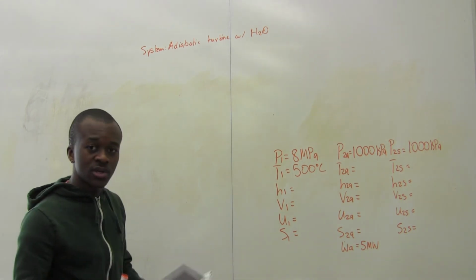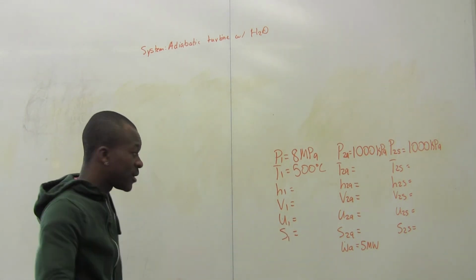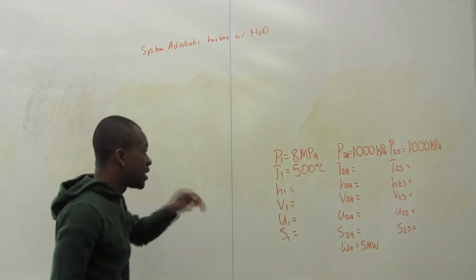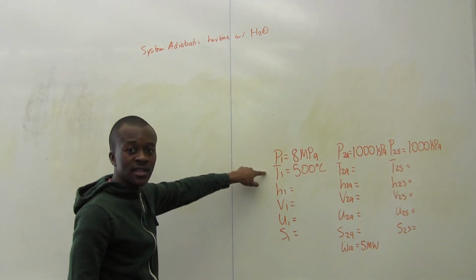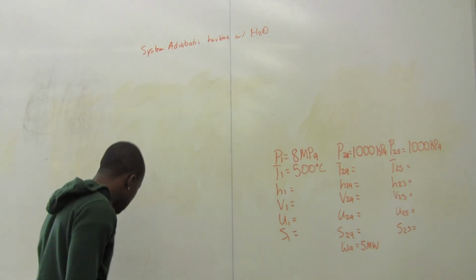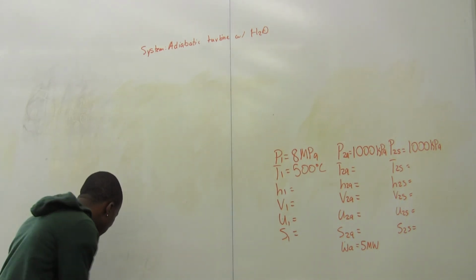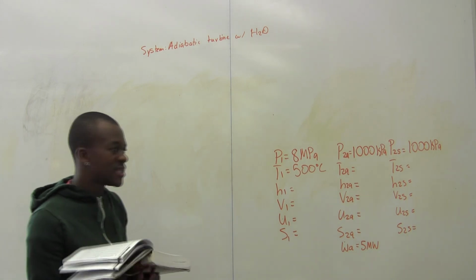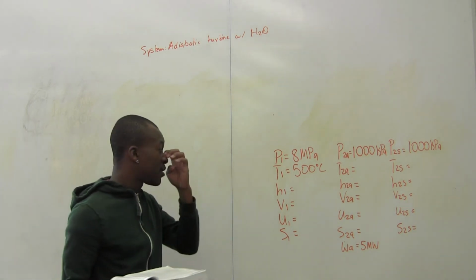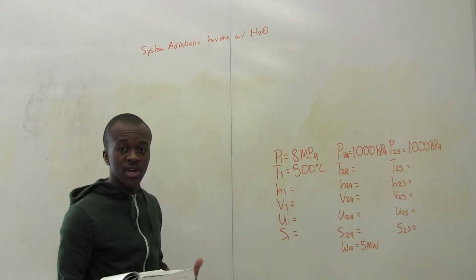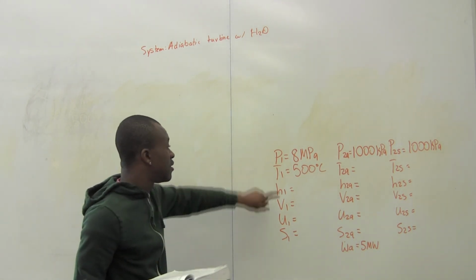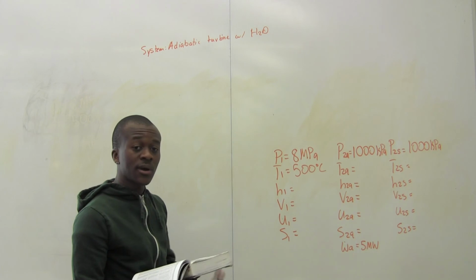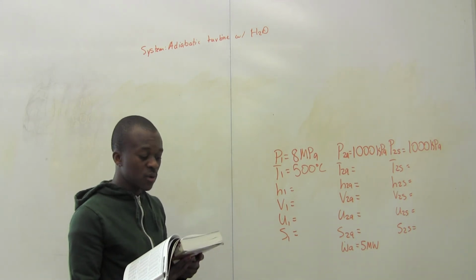Now what I'm going to do is compile my tables and try to fill up my table as much as possible. I know that the inlet pressure is 8 megapascals and the inlet temperature is 500 degrees Celsius. So I'm going to go to my table A5 and find what state it's in. I'm going to find that it's actually a superheated vapor because this T1 is higher than the T saturation for this pressure. So I go to table A6 for my superheated water.